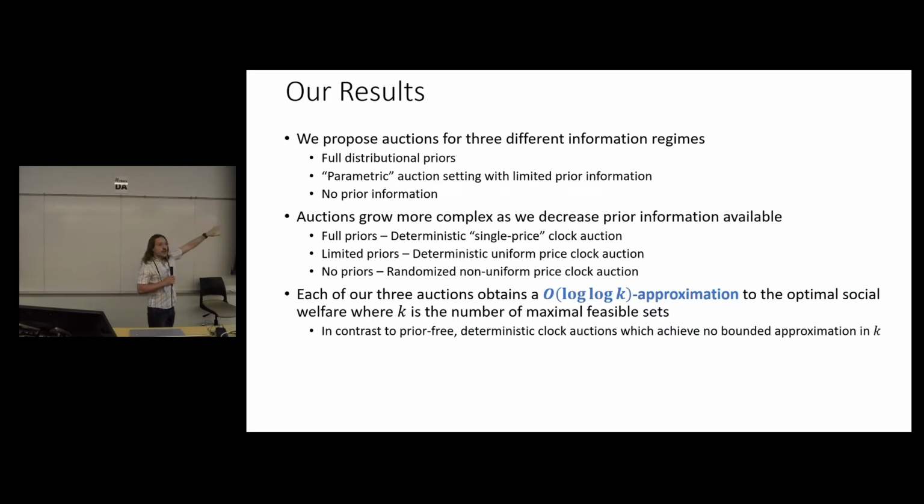And when we have no priors, it needs to be a really complicated randomized auction. But in each setting, our auctions obtain a log k approximation to the optimal social welfare, where k is the number of maximal feasible sets. And notice this is in stark contrast to prior-free deterministic, which has no bounded approximation in k.